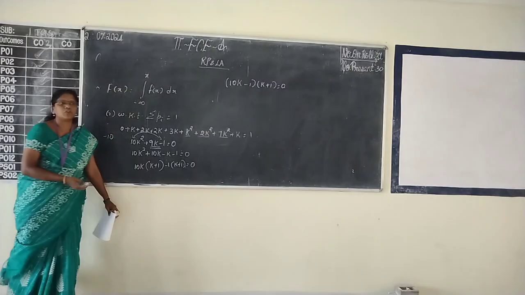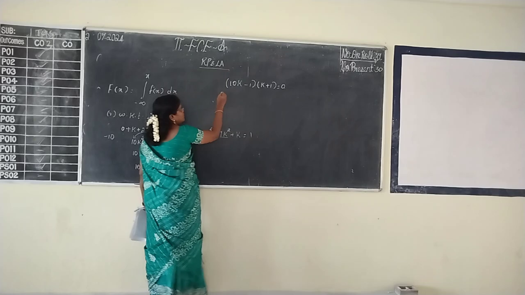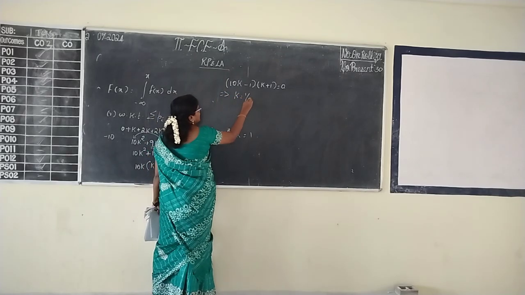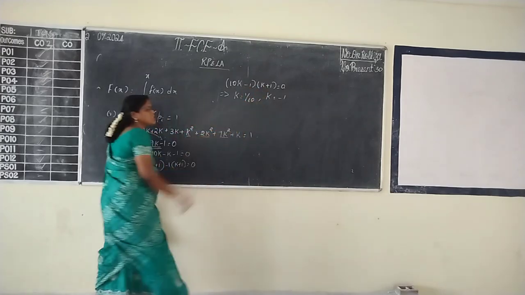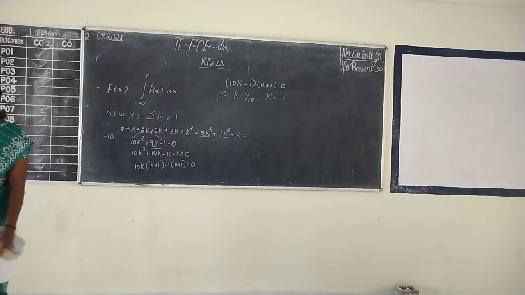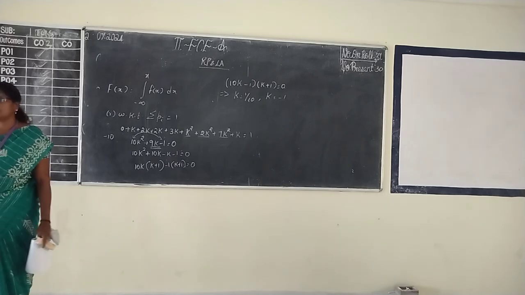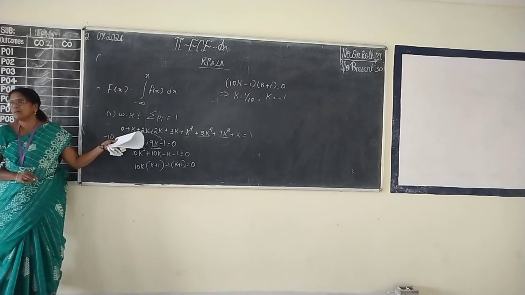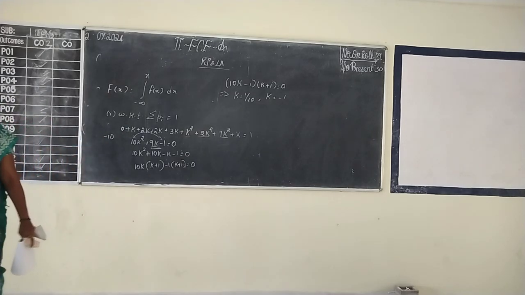All the things you should know. Okay, so what is k value? k equal to 1 by 10 and k equal to minus 1. Now you have to decide which is the correct value for k. Always the probability value should be positive. If you take k as minus 1, probability will become negative. So we are going to choose k is equal to 1 by 10.